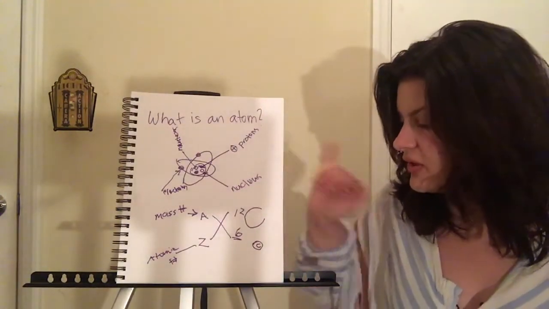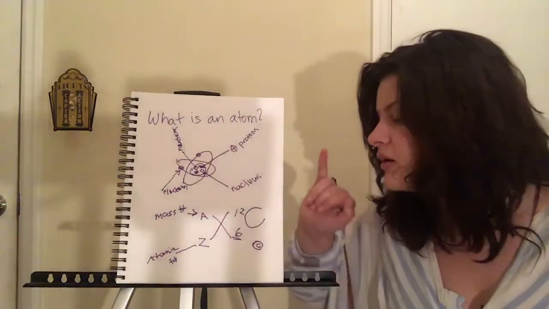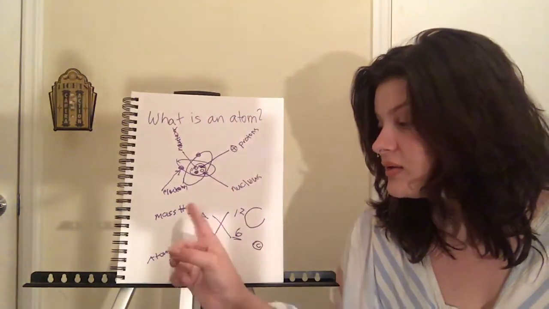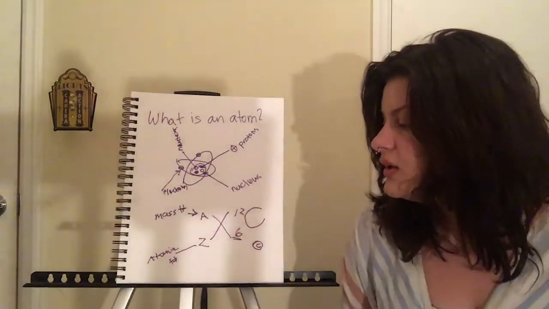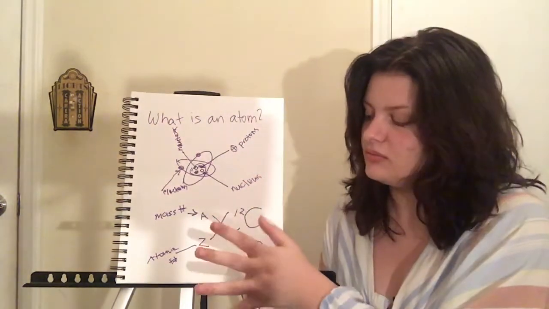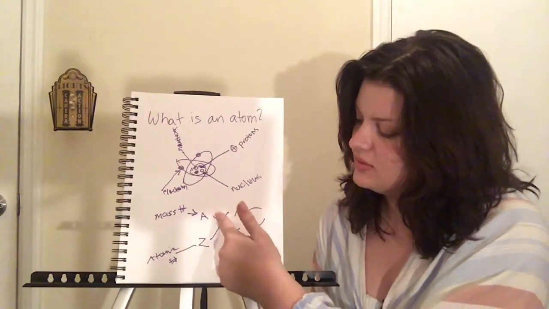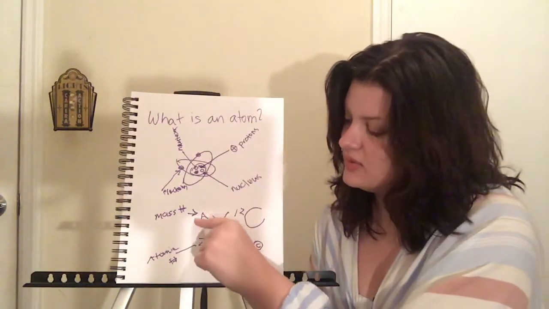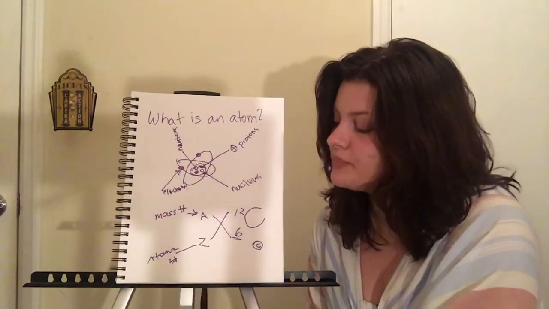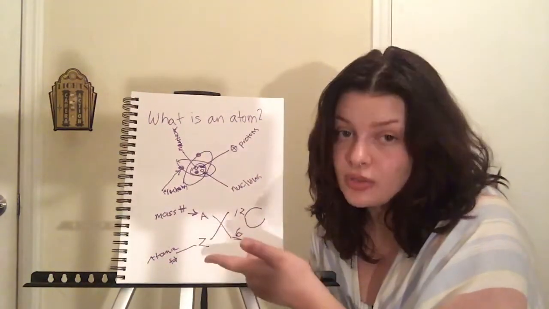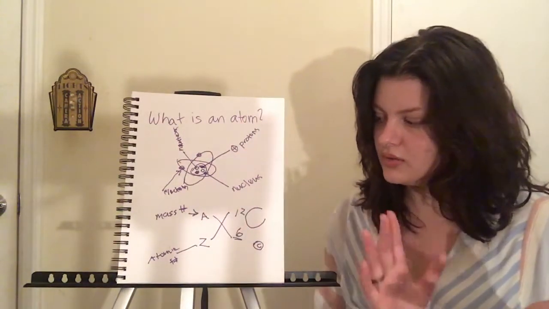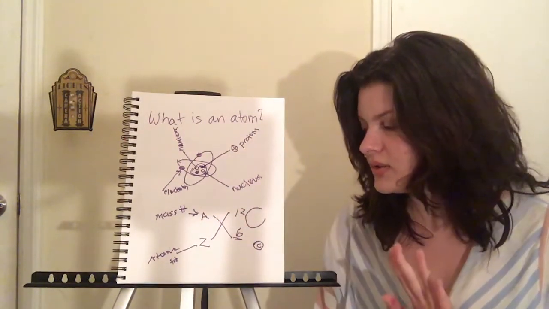Now, for the chemical properties of an atom, it's the atomic mass, the mass number, and the atomic number. For example, X would be the element, A is where the mass number would go, and Z is where the atomic number would go. The atomic number is the number of protons in the nucleus, and the mass number is the number of neutrons and protons in the nucleus.